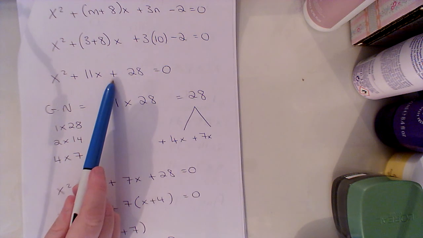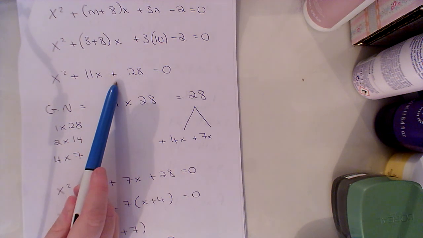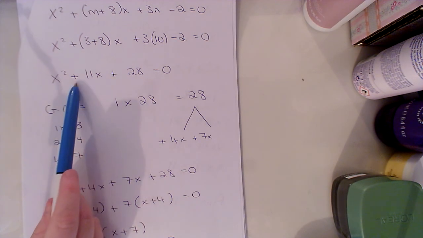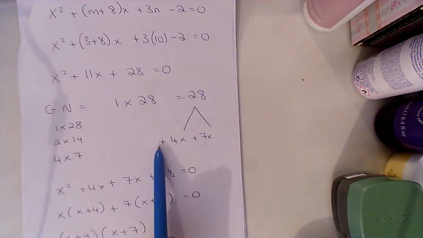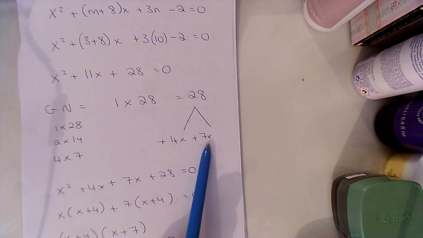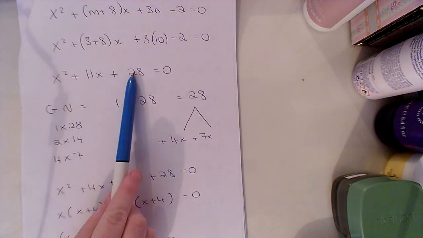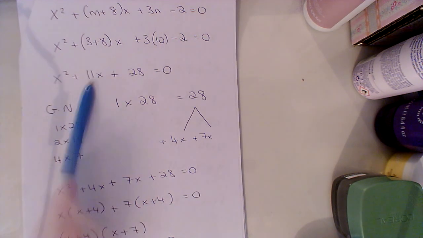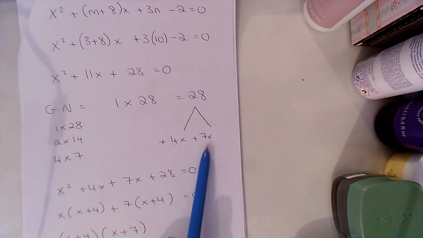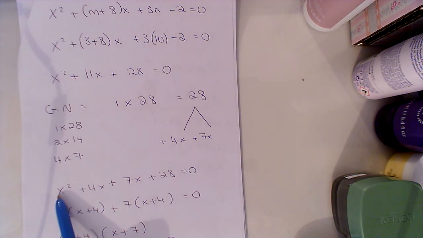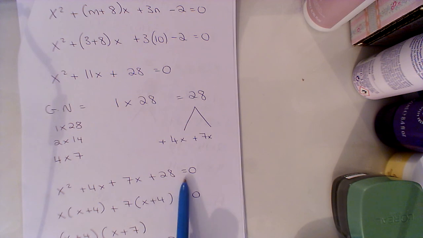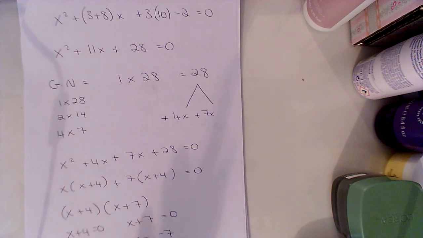This sign here tells me that both of them are going to be the same, so they're both going to be either 2 pluses or 2 minuses. And this sign here tells me that I want plus 11x, so I have plus 4x plus 7x. Now I rewrite this. Instead of having 11x, I'm going to use my 4x and my 7x. So I'll have x squared plus 4x plus 7x plus 28 is equal to 0.